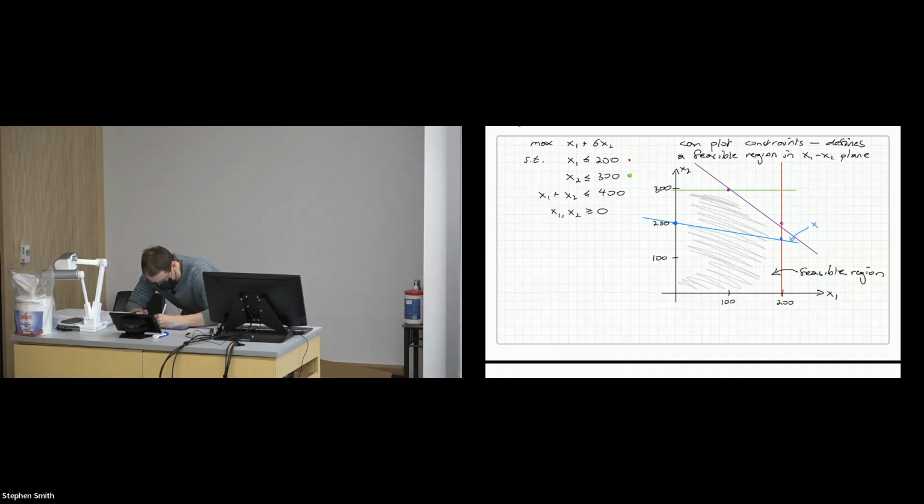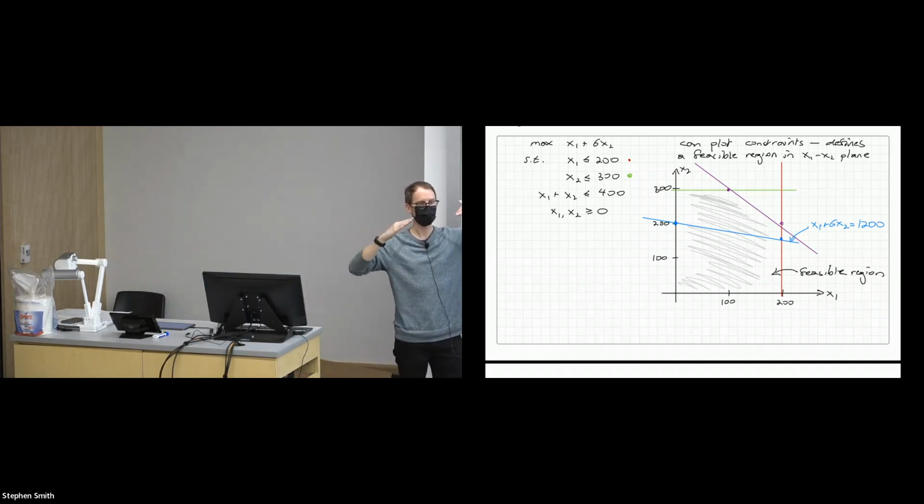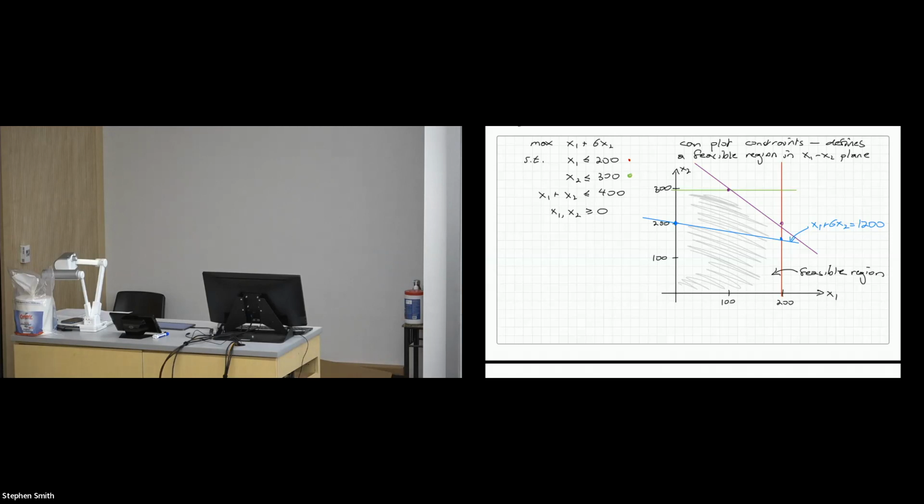This is the line x1 plus 6x2 equals 1200. And to find the optimal value, I can think of moving that blue line upward until it just stops touching the feasible region. The last place it touches the feasible region should be the optimal solution. These are all the points where I get an objective value of 1200. If I move it up a bit, it'll be all the points where I get an objective value of 1300. And so the last point it touches will be the optimal solution.